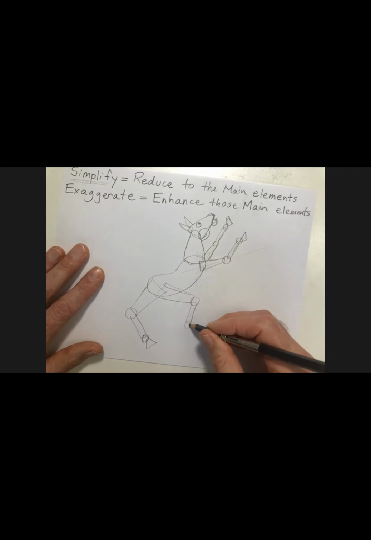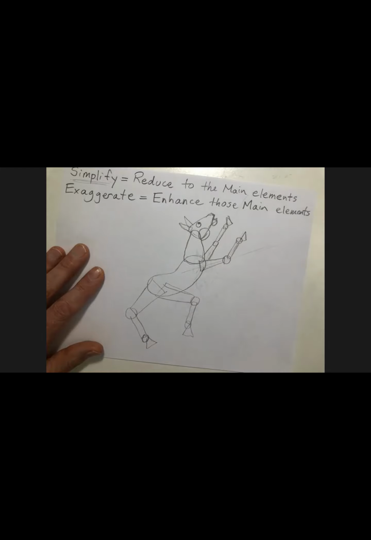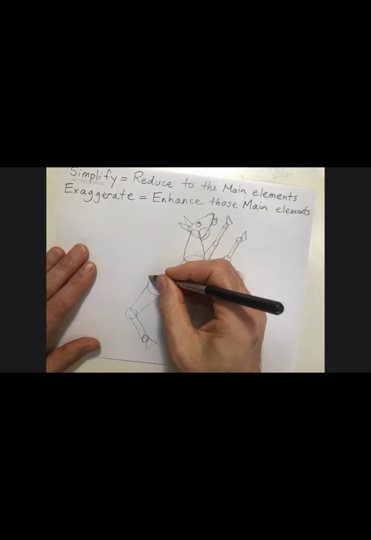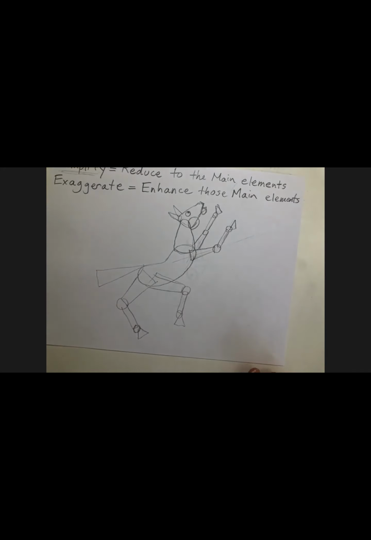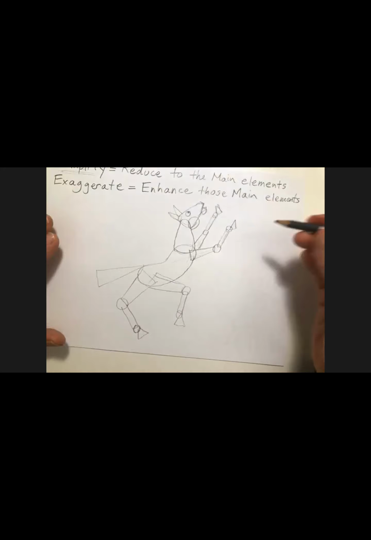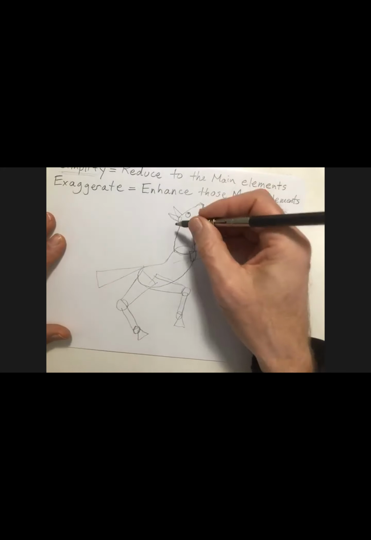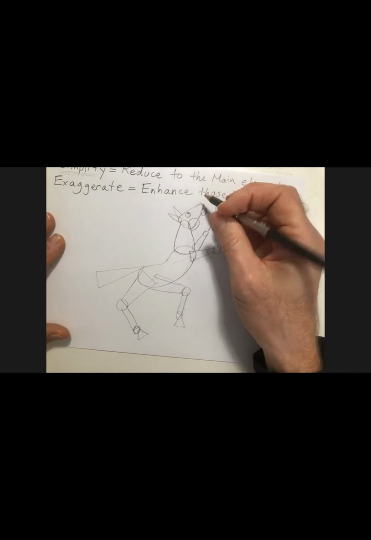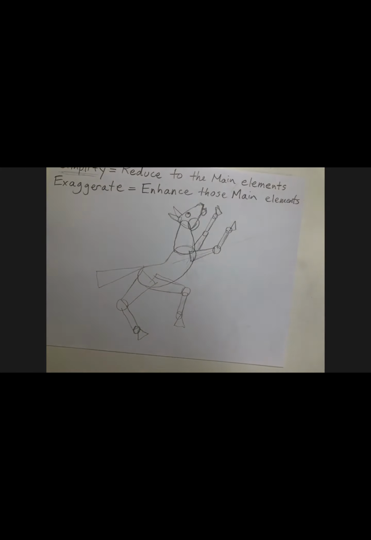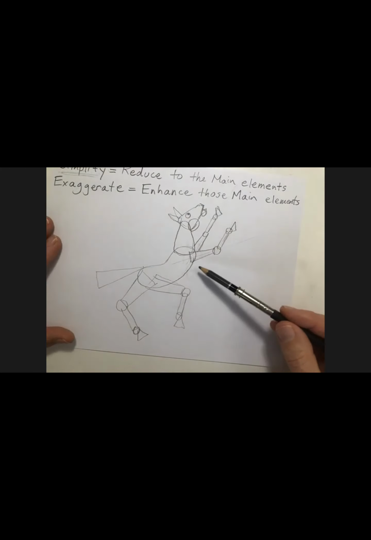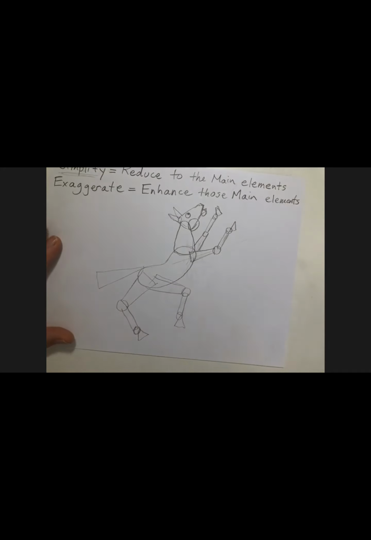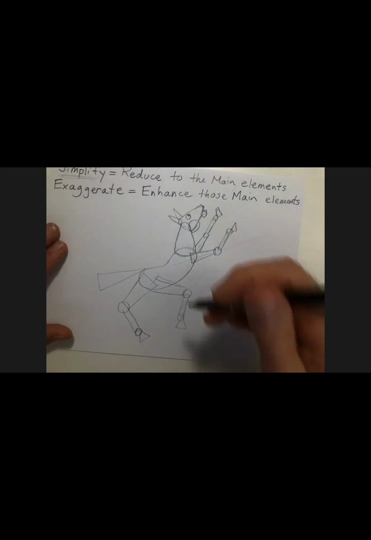And then another one. And then we'll just do a triangle for the tail. So we've got this funny looking horse. This is just sort of how he started. Now for me, because I've been drawing for a long time, I can often just imagine these things. I don't even have to draw them.